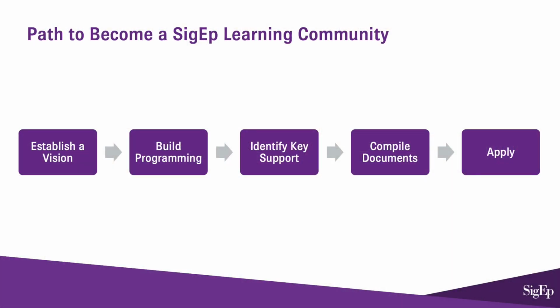Number 1, establish a vision. Number 2, build programming. Number 3, identify key support. Number 4, compile documents. And number 5, apply to become a SigEp Learning Community.